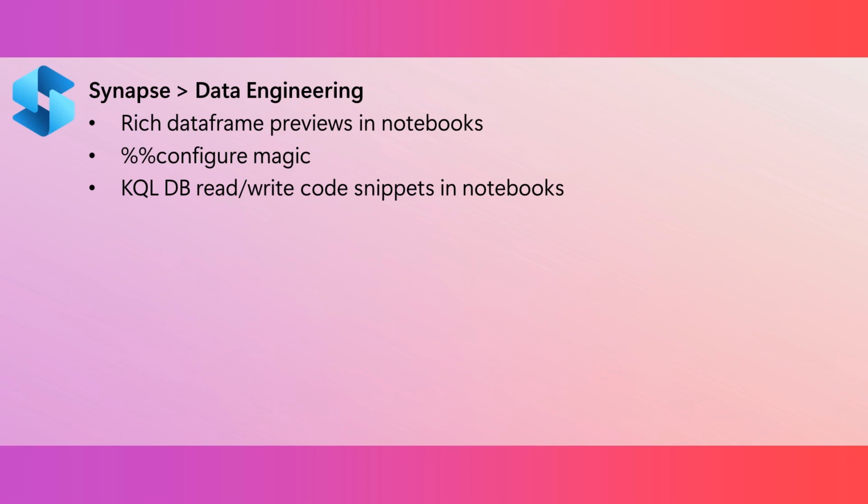And all these customizations can be used in both interactive notebooks and in pipeline notebook activities. Also, you can pass in values to the configure magic from the parameters of a pipeline notebook run activity. And now we have 2 new notebook code snippets for reading and writing with KQL databases. There are just a lot of improvements and many new features to Semantic Link.